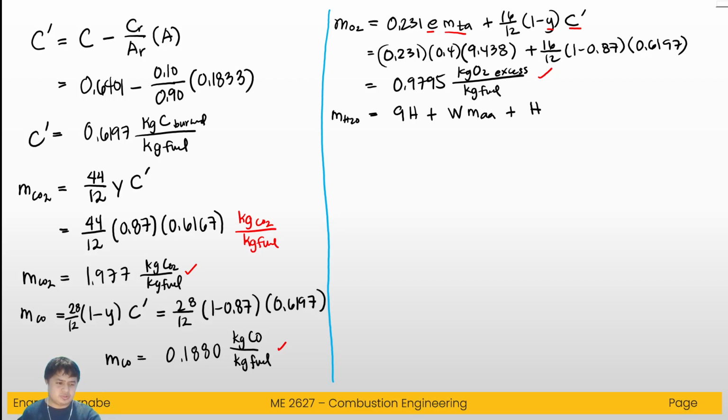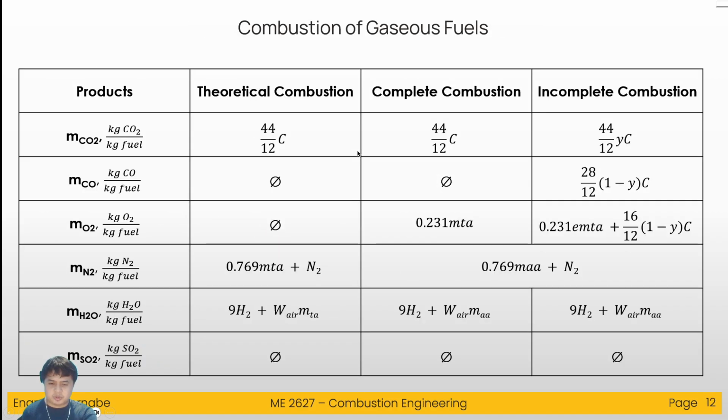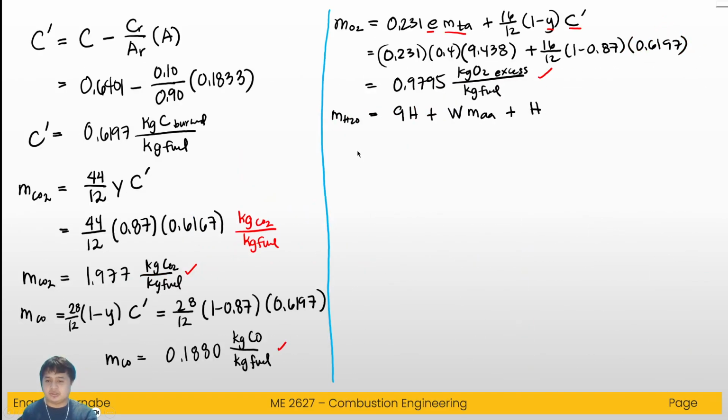Sorry, I always forget this. No, let me just double check. Sorry, guys, my memory is not that sharp anymore. Oh, we need to do the N2 first, pala, no? So, anyways, ito na tayo. So we only have this.